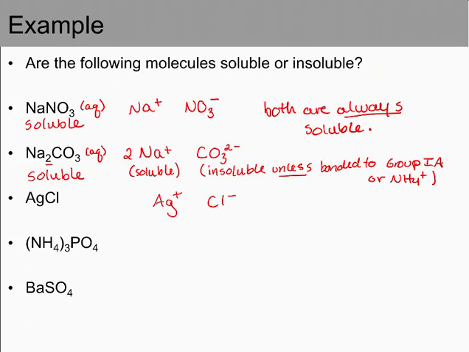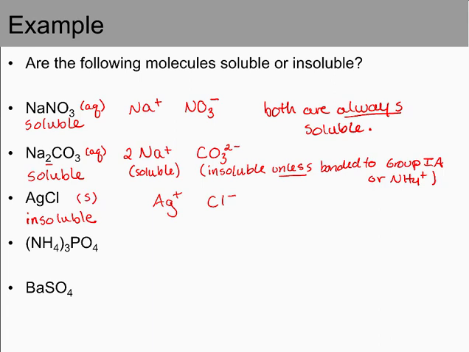Okay, so in this case, it is bonded to silver, so that's one of the exceptions. So that means that this compound is insoluble, so it does not dissolve in water. So in that case, we're going to put a little (s) in parentheses next to silver chloride because it will become a solid or stay a solid in solution.